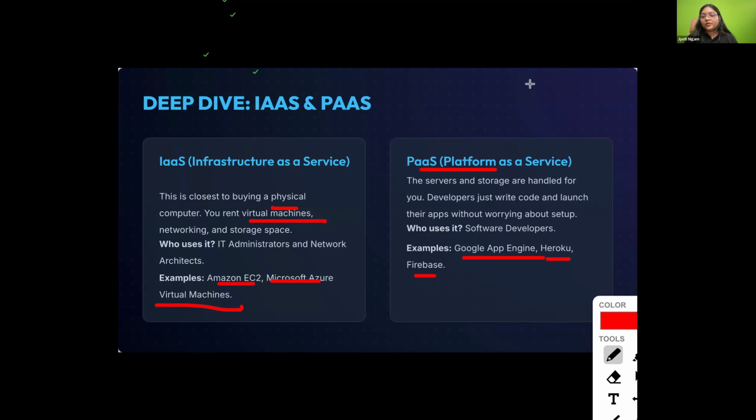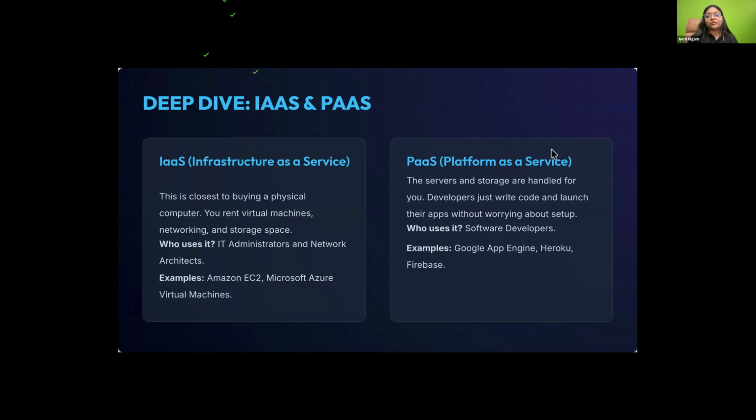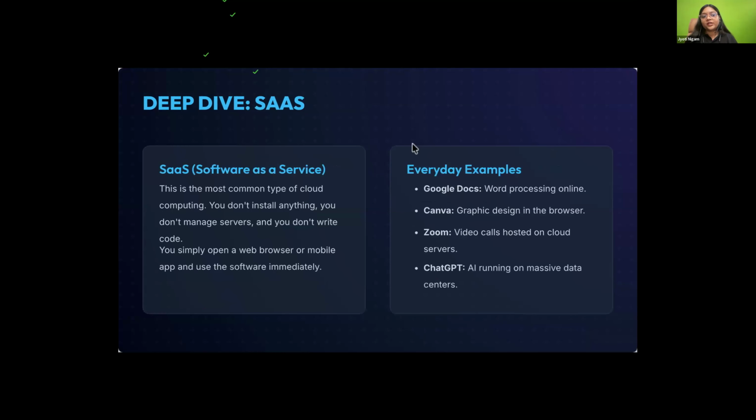So for platform as a service, you have Google App Engine. Heroku is what you will use. Firebase is also what you are going to use. So all these tools are what you will be introduced to. Then there's software as a service. So Google Docs, Canva, Zoom, ChatGPT is also software as a service. Are we good till here? Any questions, any queries, any doubts still here by anyone? No? All clear? Okay.